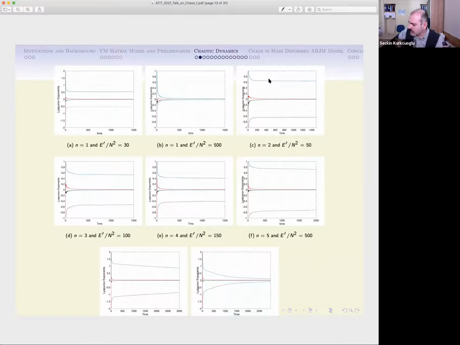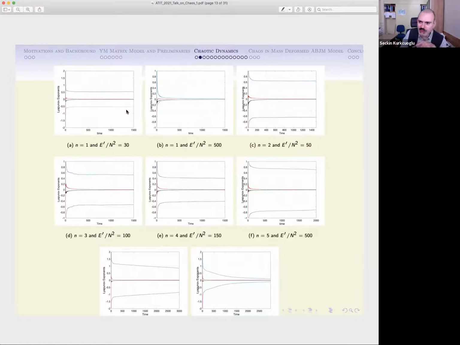Then the other 2 need to add up to 0. And if there is chaos in a system, then there must at least be one positive Lyapunov exponent. And this is the case here. If you have just a single positive Lyapunov exponent, then you can conclude that the system is chaotic. So these are the results for different matrix sizes.